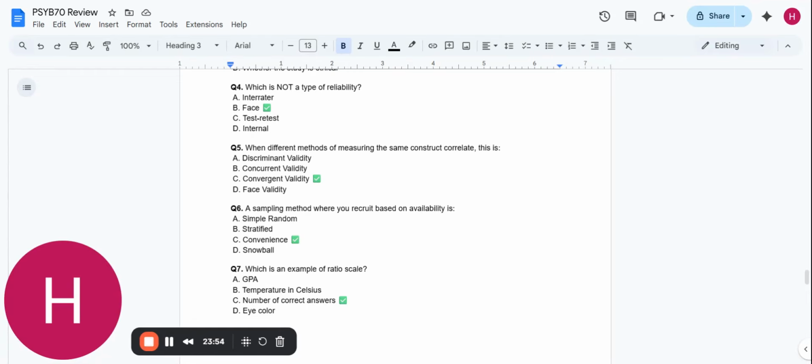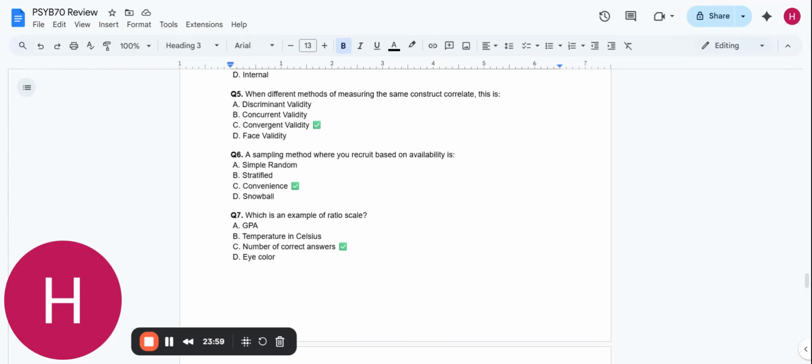So now let's move forward to the next question. Question number 5. When different methods of measuring the same construct correlate, this is convergent validity because, as we covered before, we want to make sure that the factors that are related to each other are actually showing some sort of correlation in our test. Discriminant validity focuses on different things that don't correlate. Concurrent validity focuses on things that are measured at the same time, often for the outcomes. And the correct answer is number C.